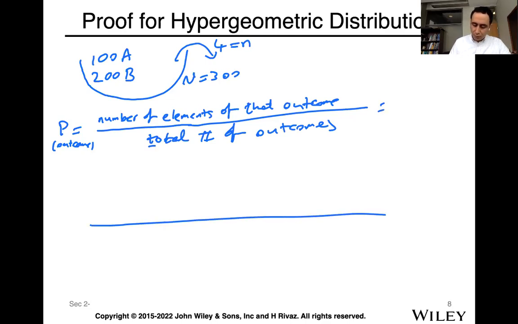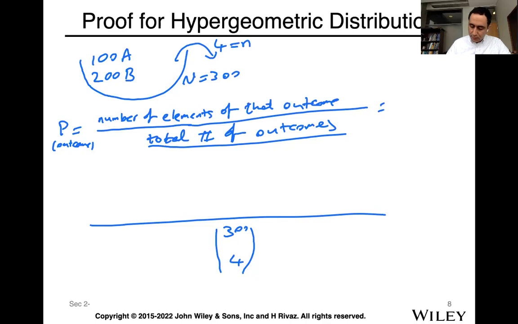So first, let's write down the total number of outcomes because that's easier. So the total number of outcomes is going to be, I have a total of 300 parts. I'm selecting 4 of them. So that's clearly 300 choose 4.